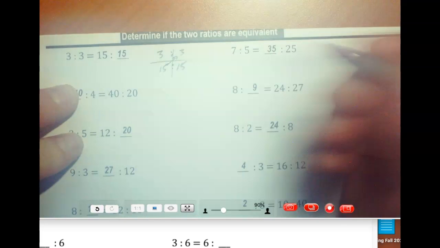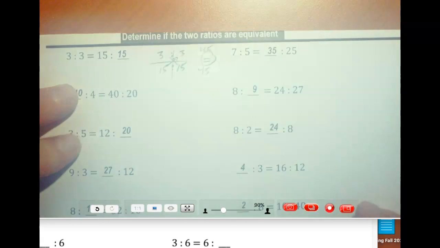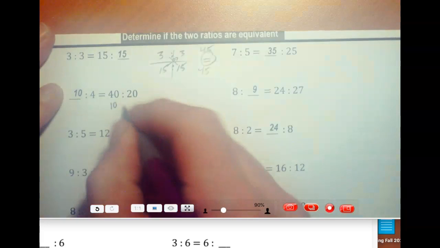15 times 3 is 45. And 3 times 15 is 45. If those two numbers are equal, then the ratios are equivalent. So, and you can cheat a little bit. You can write these underneath here like this if you want.